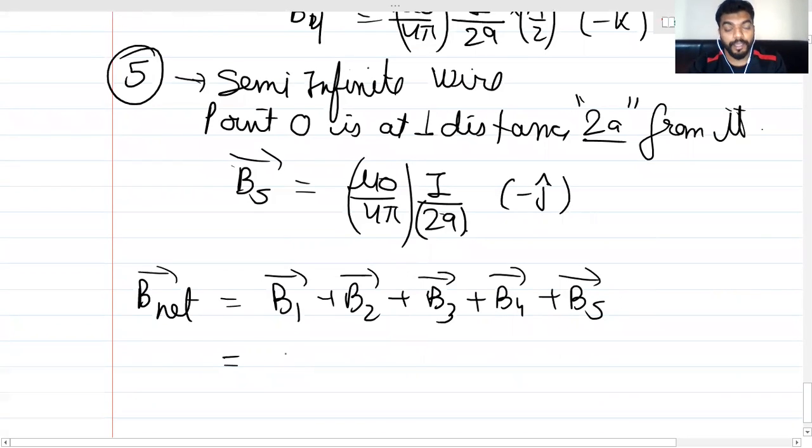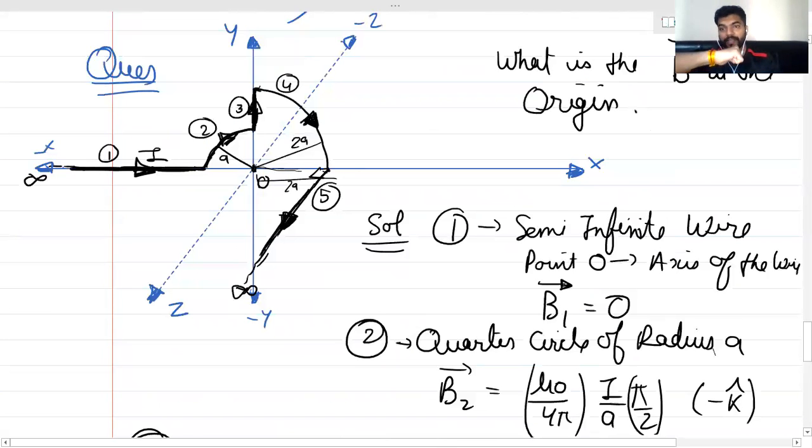So I think this will be equal to, tell me. Can you explain minus J again? I don't understand minus K, why minus J. Okay, so see this wire, the fifth wire. Just focus on this wire, this one.